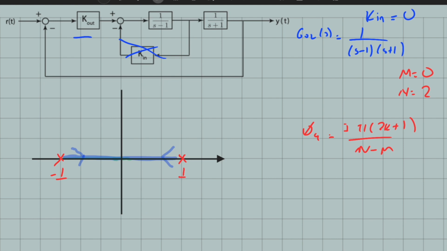Okay, so what we can do is compute the breakaway point and the intercept of asymptotes. Let's start with the intercept of asymptotes, which is quite easy for this case. Sigma_a is equal to the summation of poles, which is equal to 0, minus the summation of zeros, which is of course equal to 0, divided by n minus m, which is 2, so it's equal to 0. So the intercept of asymptotes is actually at s equal to 0. That's nice. So we know that one asymptote is going in this direction, the other asymptote is going in this direction.